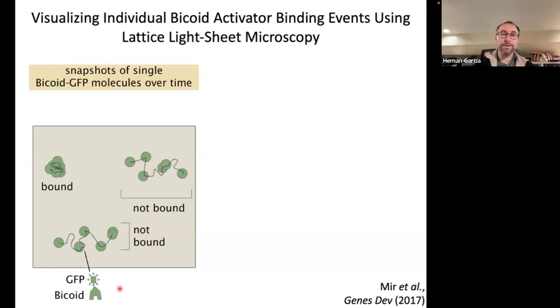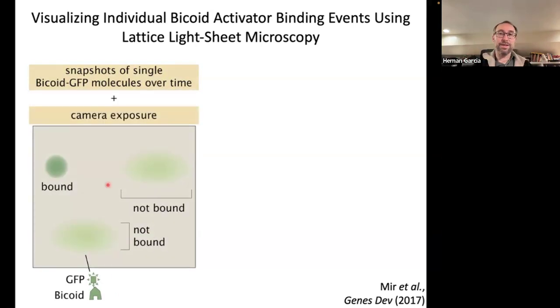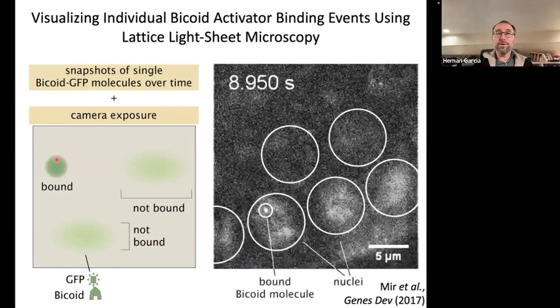We have some exposure time, and what it means is that the unbound guys, their fluorescence is going to be very diffuse, and the bound guys, their fluorescence is going to be very concentrated. Okay, so I can look at bright dots and learn something about who's bound. Okay, so this is what the data looks like.